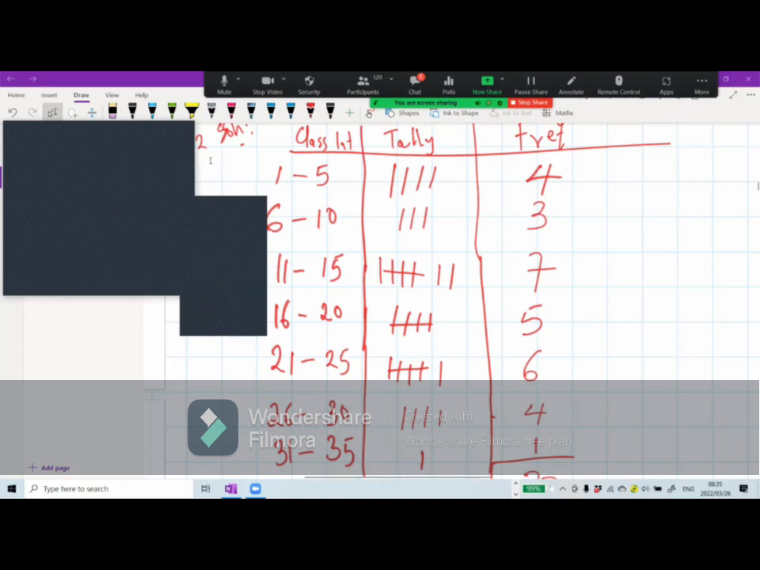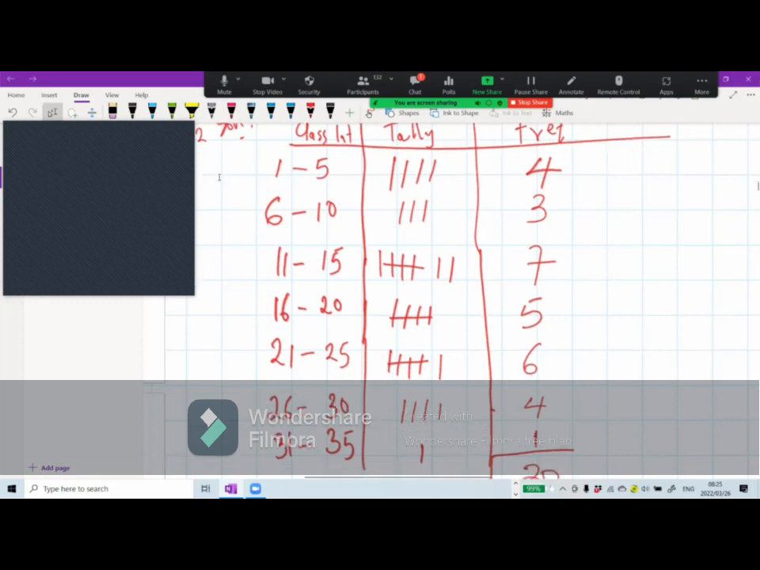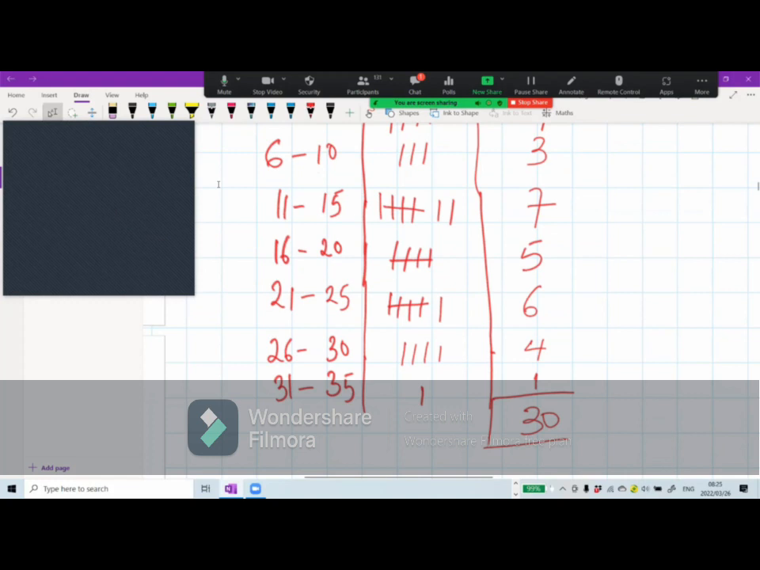So in this case now, our lower class limit is 1. Our upper class limit is 5. Are you getting it now? So have I answered your question?